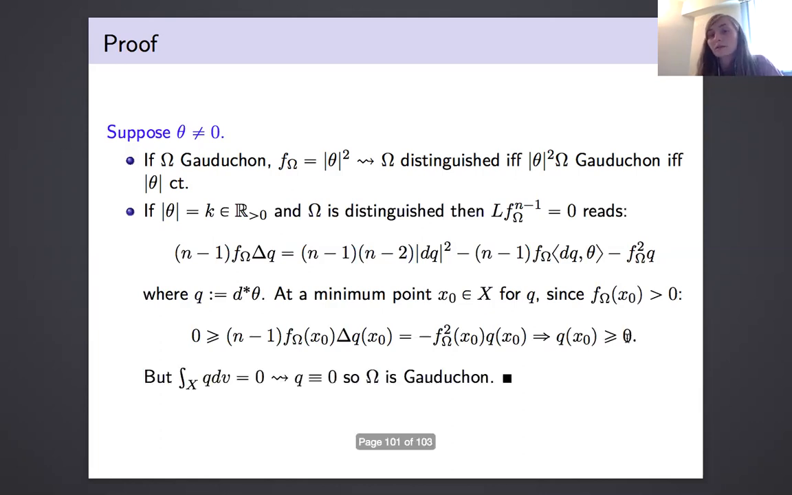And again, since the integral of Q over the manifold is 0, and x0 was a minimum point of Q, this implies that this function vanishes everywhere. So again, omega is Gauduchon. So this concludes the proof of this last remark.